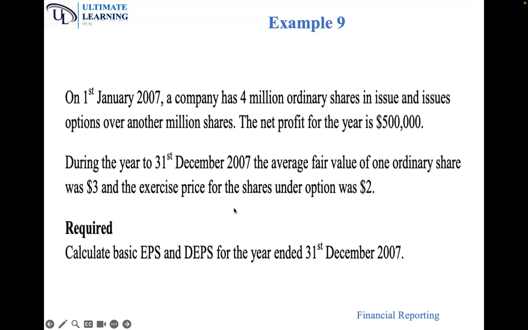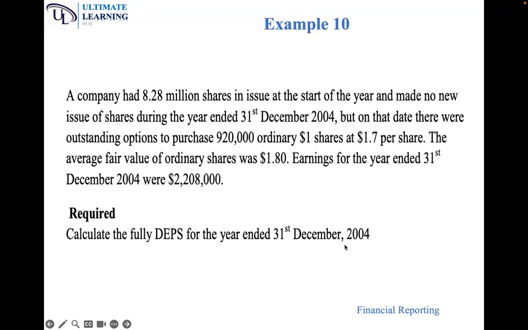So remember we said you get the weighted average. And when we are trying to get the weighted average, we are interested in the number of shares plus the extra number of shares as a result of options issued for free. So what is the question asking you? Calculate the basic EPS and diluted EPS. Let's go to Excel and finalize this.